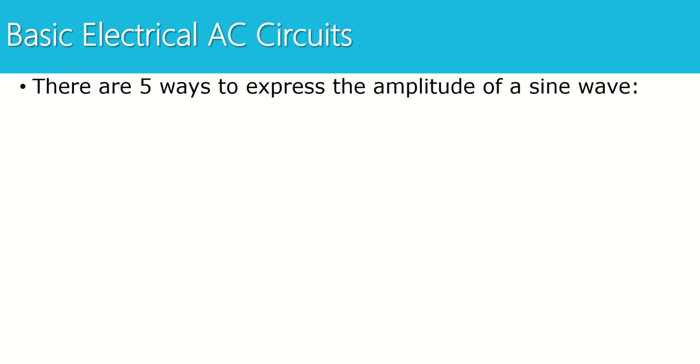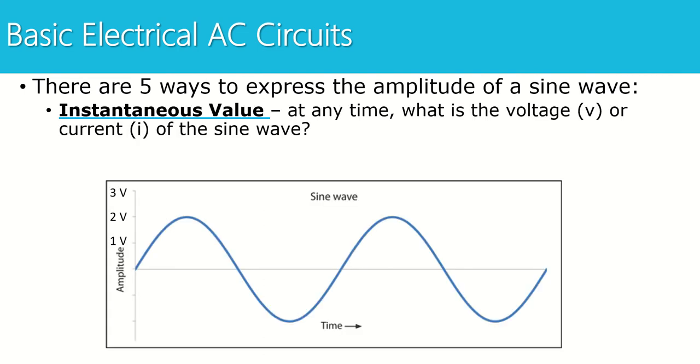So there are 5 ways to express the amplitude of a sine wave. One of our first values that we're going to use to express a sine wave is called the instantaneous value. At any point in time, what is the voltage or current of a sine wave? Typically, instantaneous values are represented with lowercase letters, lowercase v for voltage or lowercase i for current. So in this example, let's say that I want to know the exact amount of voltage that is happening at this moment in time. I'd be looking at this value of the wave right here in order to know that instantaneous value.